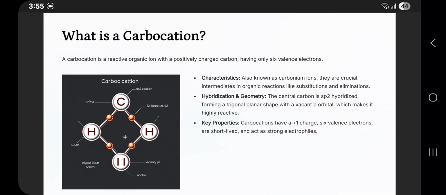The next, hybridization and geometry. What type of hybridization and geometry does this carbocation have? The central carbon is sp2 hybridized, forming a trigonal planar shape with a vacant p orbital, which makes it highly reactive. Key properties: carbocations have a +1 charge, 6 valence electrons, are short-lived, and act as a strong electrophile.